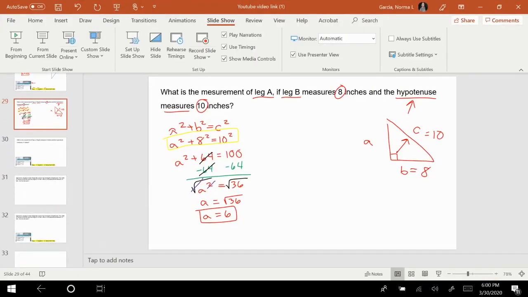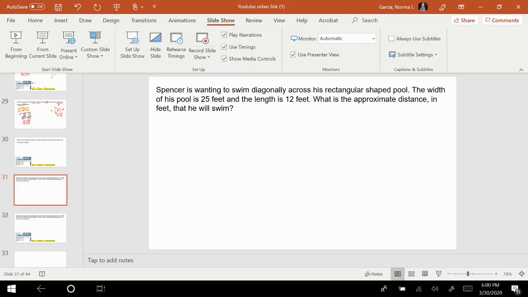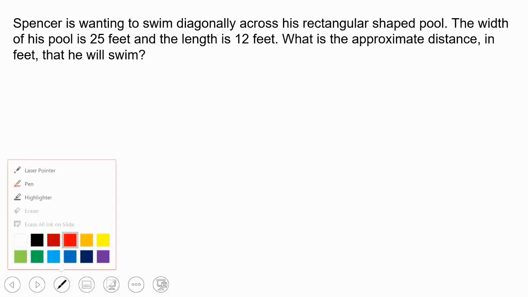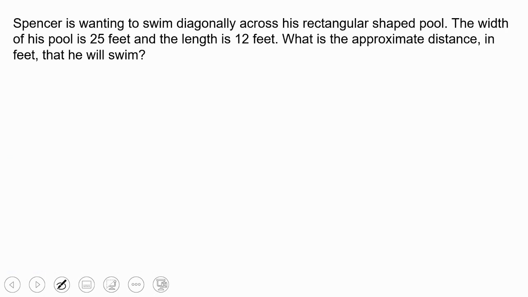So let's try this example. It says, Spencer is wanting to swim diagonally across his rectangular shaped pool. So we have a word diagonal, and we know that his pool is in the shape of a rectangle. The width of his pool is 25 feet, and the length is 12 feet. What is the approximate distance in feet that he will swim?